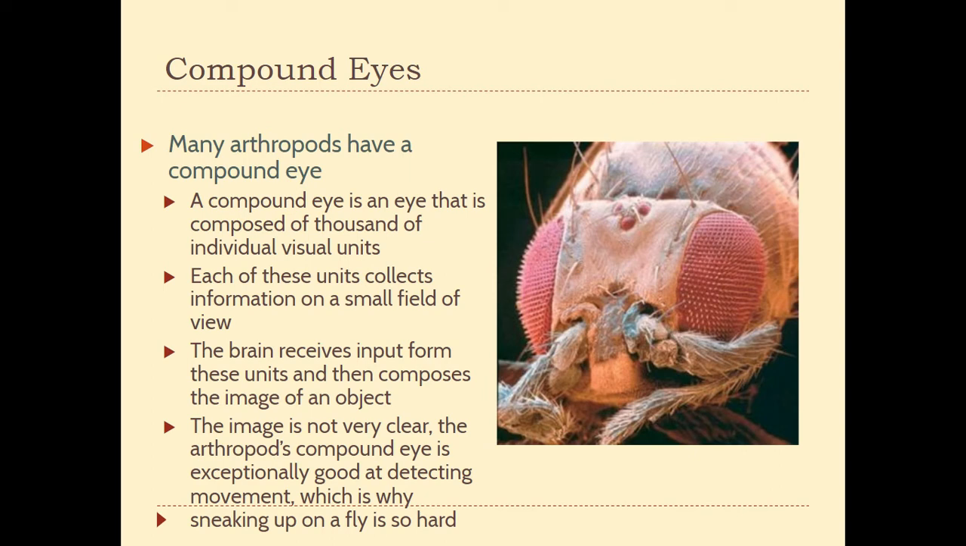Arthropods have a compound eye. The compound eye is made up of, instead of one individual eye, thousands of individual visual units. And so we can see a picture of a compound eye here. Each one of those visual units will gather sensory information in a very small view. And then it sends that information back to the brain, where the brain can then take all the components, put it together, and it can form a distinct image.